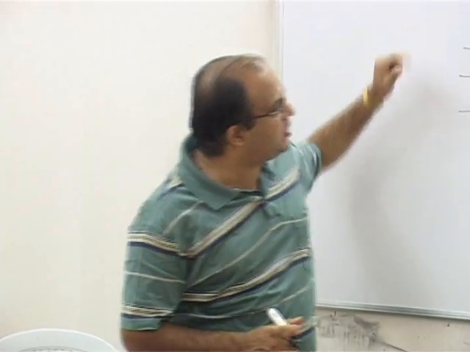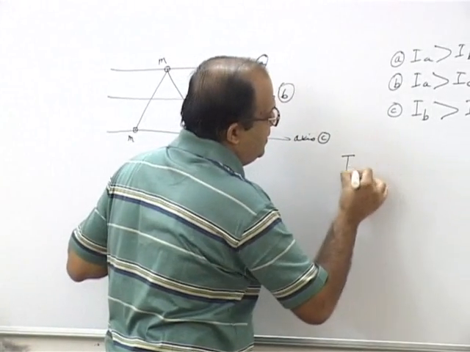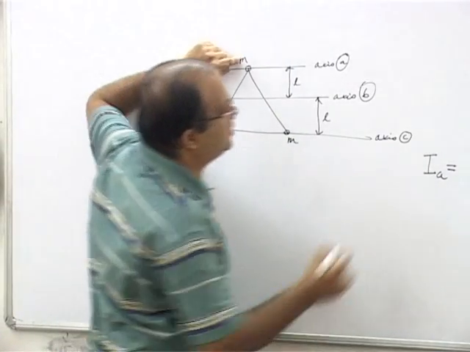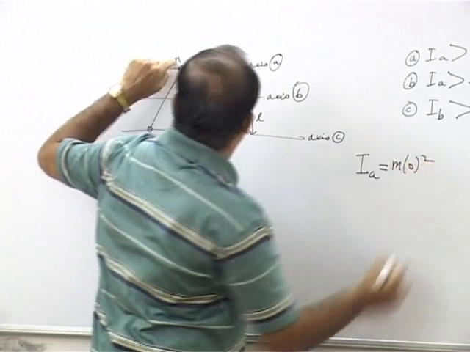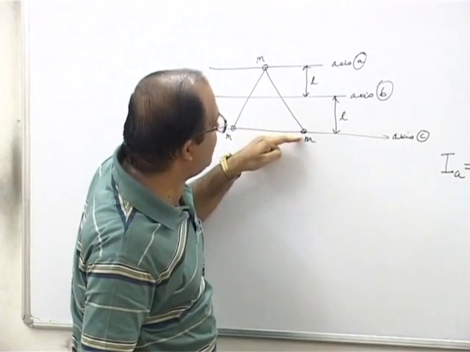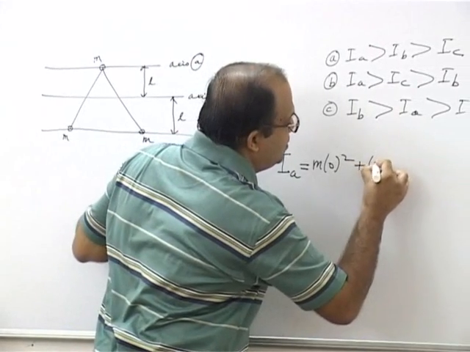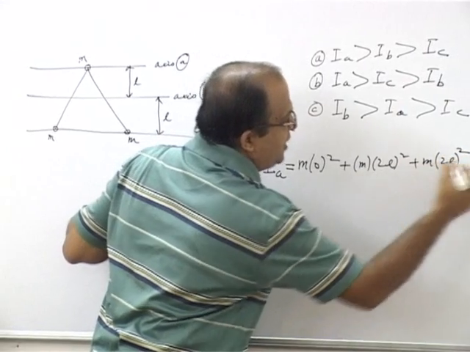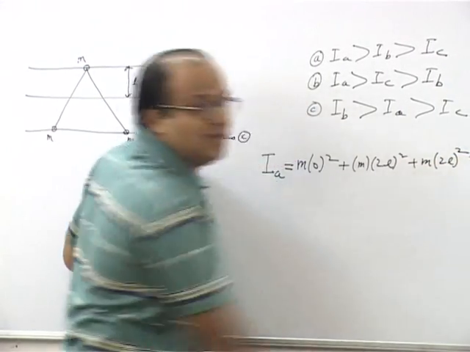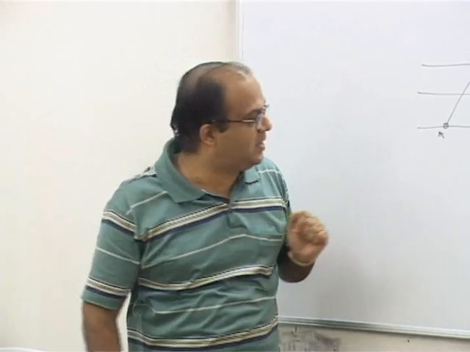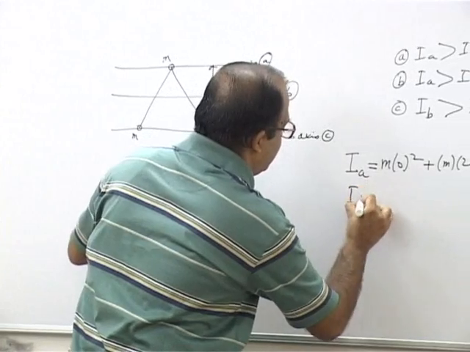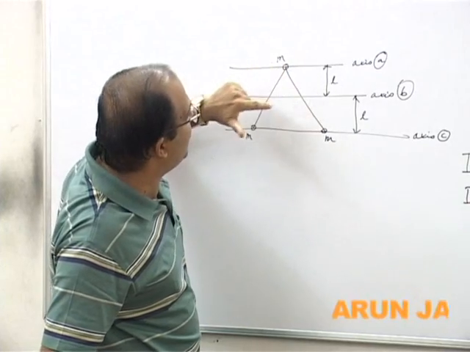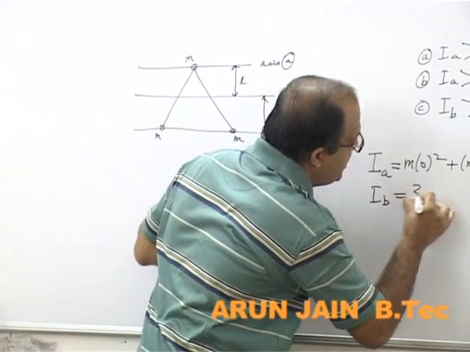Now let us calculate the moment of inertia about axis A. Now this mass is on the same axis, so it will have a zero contribution. So m into 0 square. These are at a distance of 2L and this also is at a distance of 2L. So m into 2L square plus m into 2L square. 4 plus 4 is 8. So moment of inertia about axis A is 8ml square. Right? Let's look at axis B. If you look at all the three particles, all of them are at a perpendicular distance of L from axis B. So moment of inertia will be 3ml square.